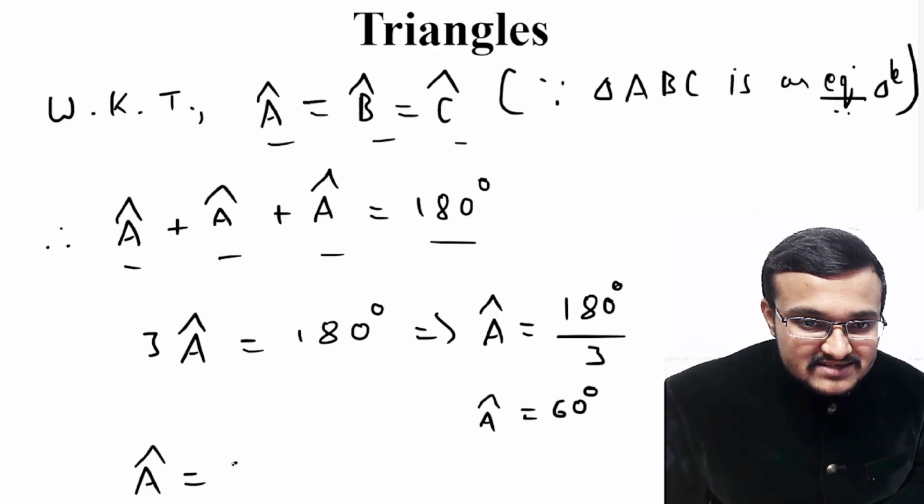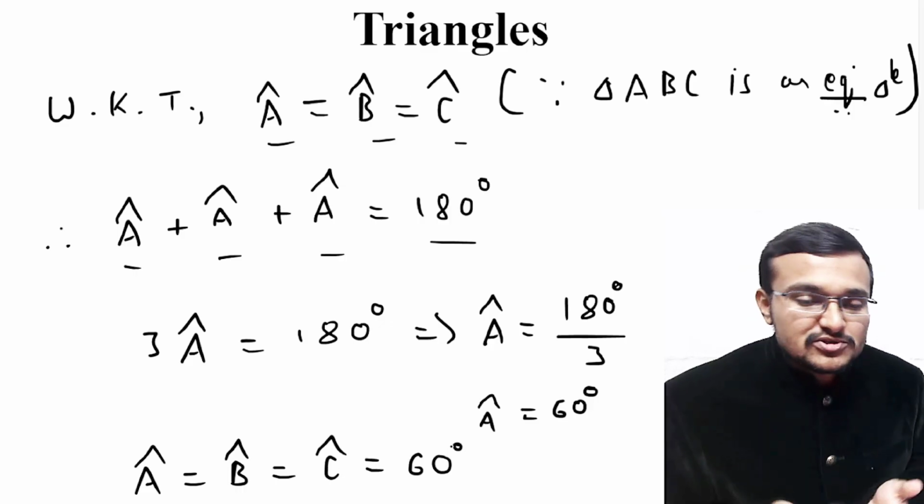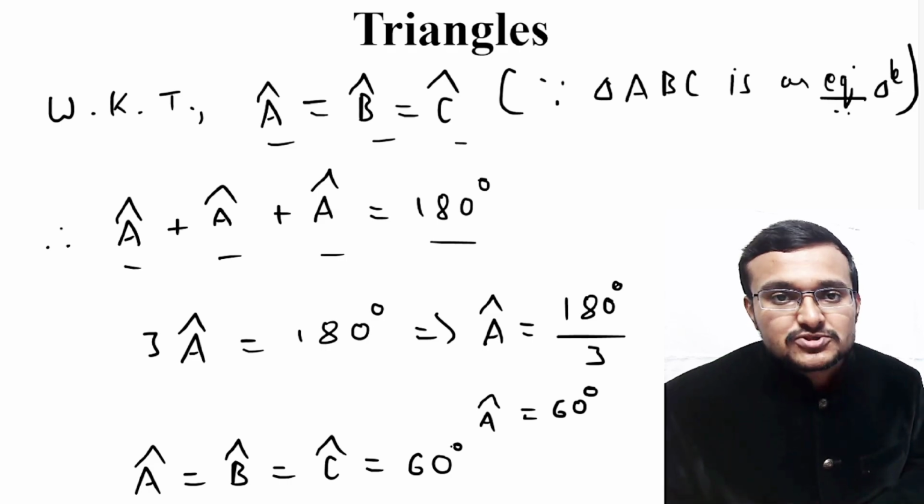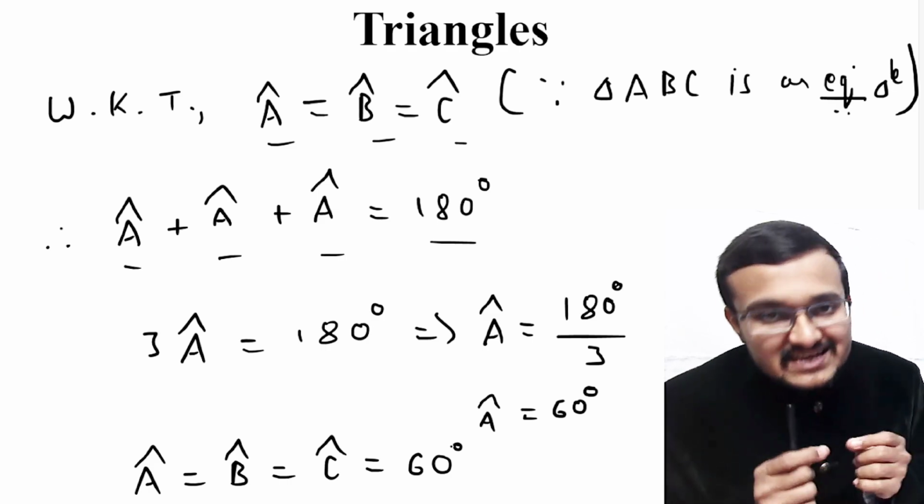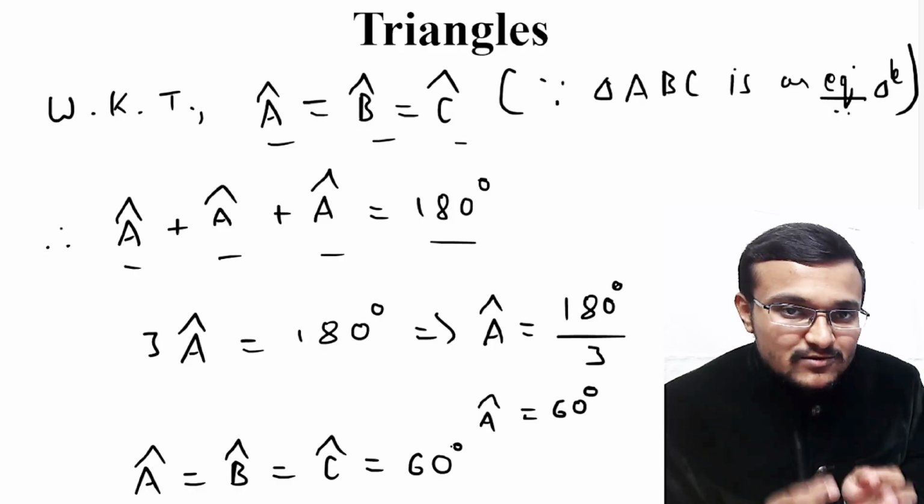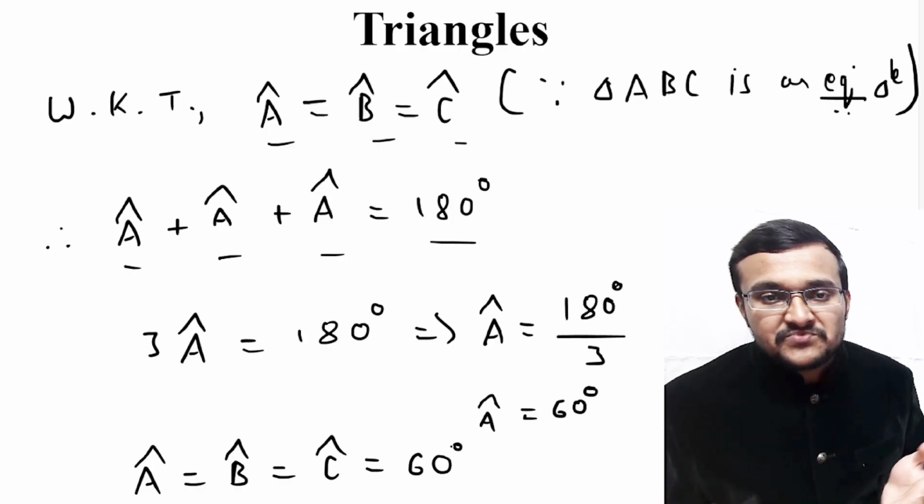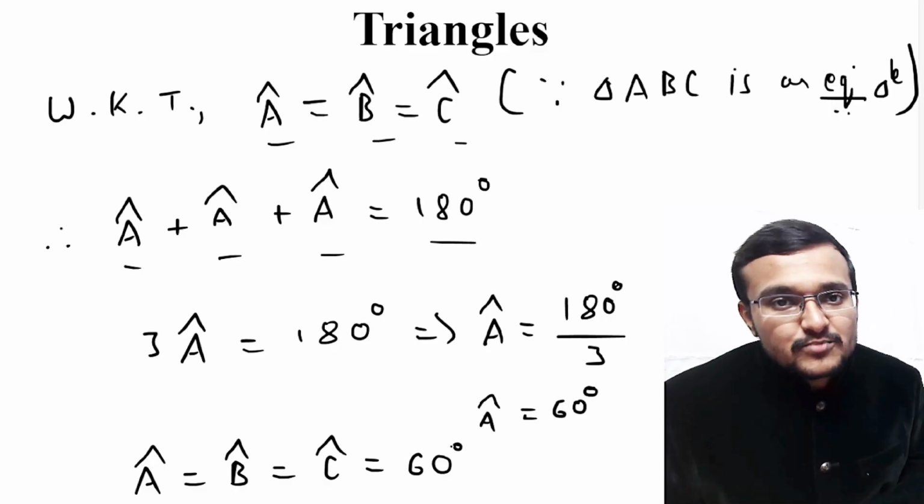Now angle A is also equal to angle B, which is also equal to angle C. And we know that angle A is 60 degree. So B will also be 60 degree and C will also be 60 degree. That's why in an equilateral triangle, all the interior angles will be equal to 60 degree. That is what they have asked to prove in this particular question, and we have proved that.